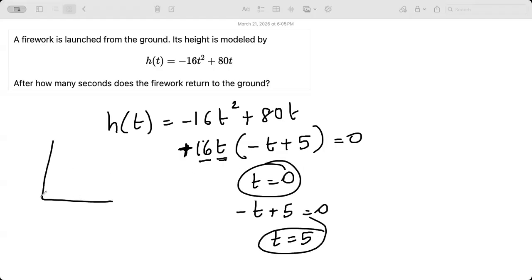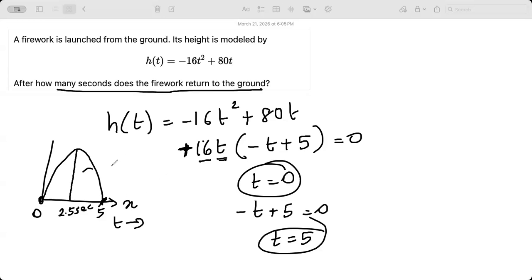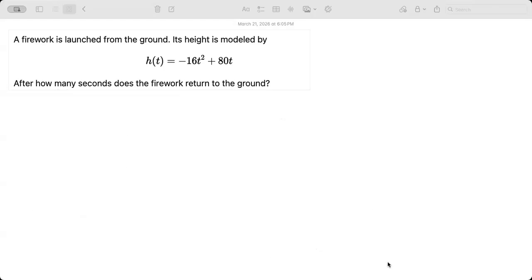So in this graph, at t equal to 0, this is the x-axis, right? T equal to 0, t equal to 5, the ball hits the ground. So at 2.5 seconds, it is at its maximum height. So how many seconds did the firework return to the ground? You tell me. 5 seconds. You got it? Based on context, you understand the context and then do the work nicely.